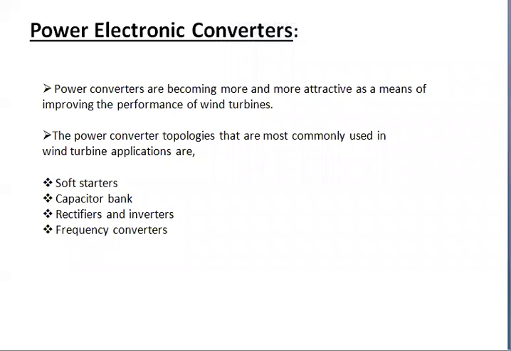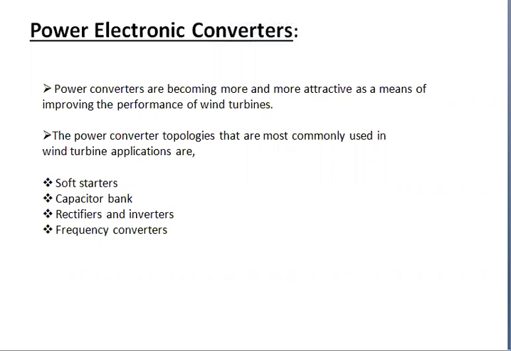Here the first one is the soft starter. The soft starter is a simple and cheap power electronic component which is used in fixed speed wind turbines during their connection to the grid. The soft starter's function is to reduce the inrush current, thereby limiting the disturbances to the grid. Without a soft starter, the inrush current can be up to 7 to 8 times the rated current, which can cause severe voltage disturbances on the grid.